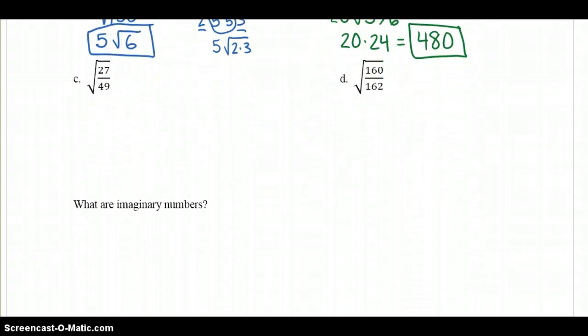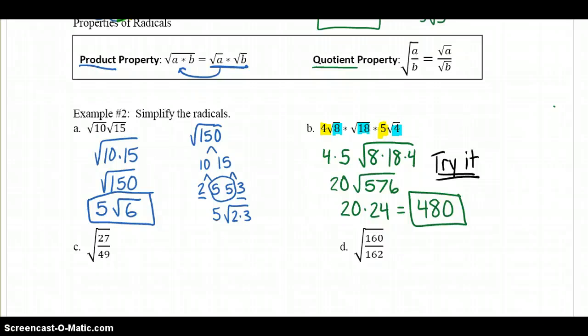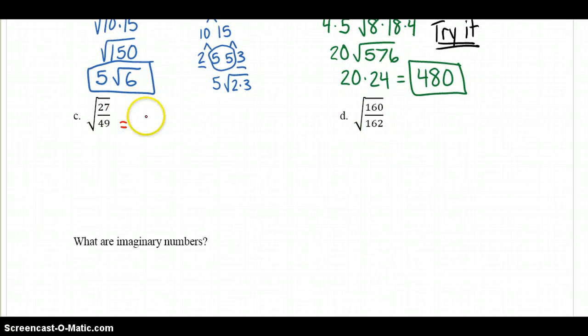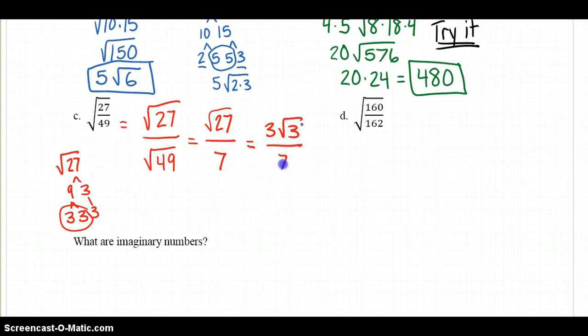Alright, letter C. Letter C, we're going to go ahead and use the quotient property. Remember, the quotient property says we can split this up into 2 separate radicals that we're dividing. So I'm going to split this up. Square root of 27 on top, divided by the square root of 49. Okay, hopefully we recognize that although 27 is not a perfect square, 49 is, and the square root of 49 is 7. Okay, and then if I go ahead and simplify the square root of 27, I know this is going to break up into 9 and 3, and then the 9 breaks up into 3 and 3. So I have these here as my prime factorization. I can pull out a 3. So I end up with a final answer of 3 root 3 divided by 7.